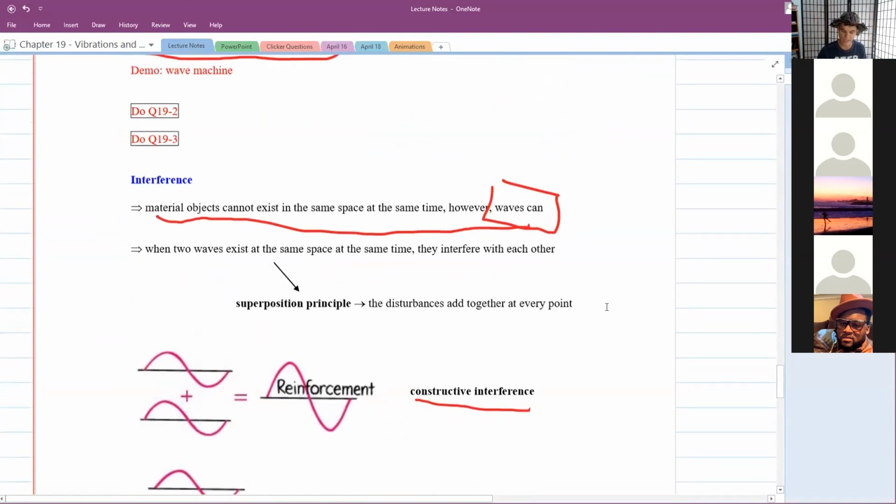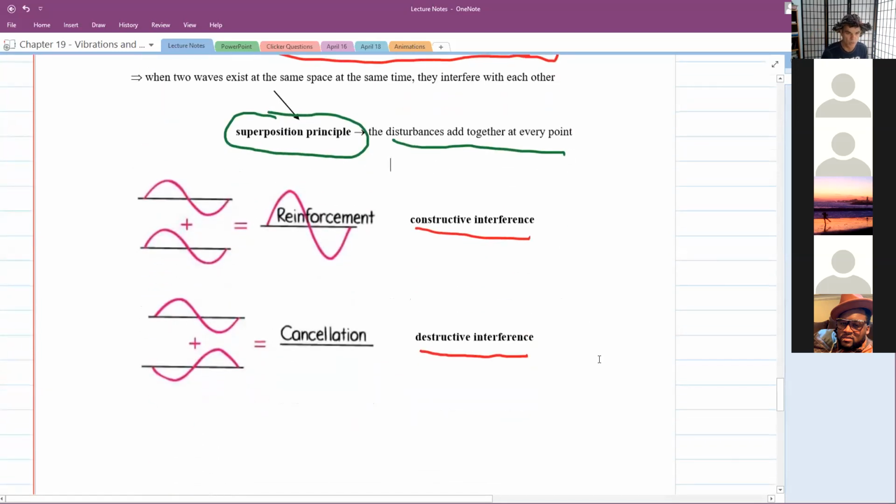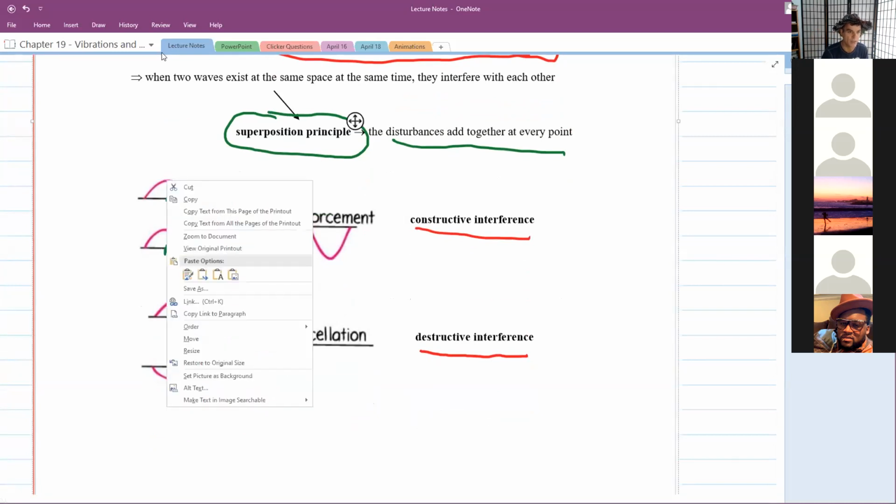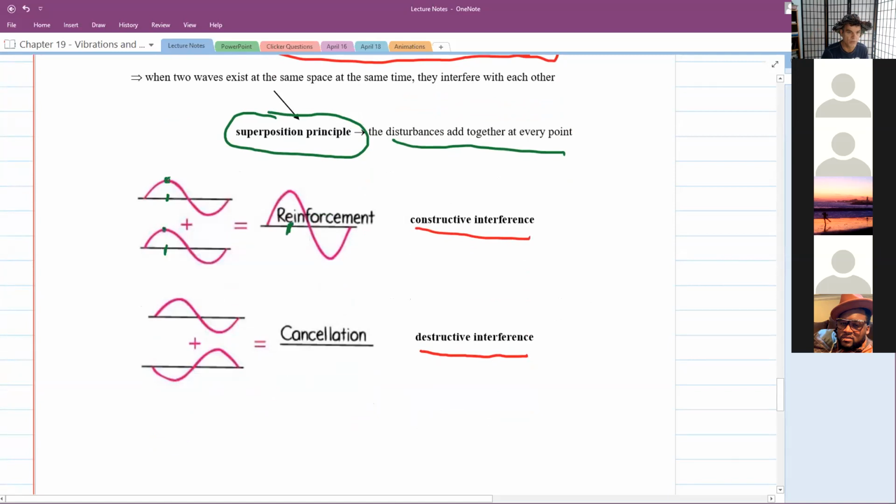And just, you don't really need to know this, but superposition principle is the name we give to the fact that if I want to know what is the result of 2 waves at the same place at the same time, I just add these disturbances together at every point. Meaning, if I want to know what is the result at this point right here, I look at both waves and I add them together. So at this point, this wave has a certain disturbance. This wave has a certain disturbance. The sum of these 2 is going to be something that has twice the amplitude.